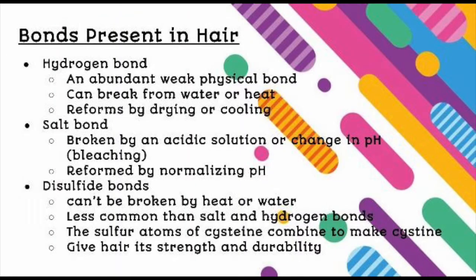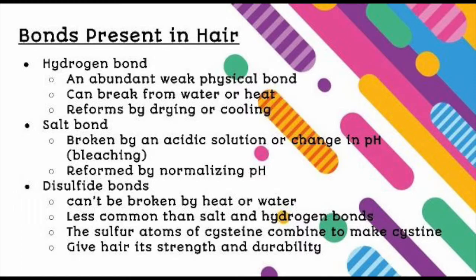Hair is primarily composed of three bonds: hydrogen bonds, salt bonds, and disulfide bonds. Hydrogen bonds in hair are abundant and weak and play an active role in the shape of your hair. Whenever you style your hair or take a shower, you are actually breaking the hydrogen bonds in your hair and changing the physical shape of your hair.